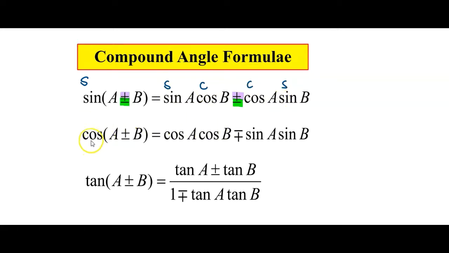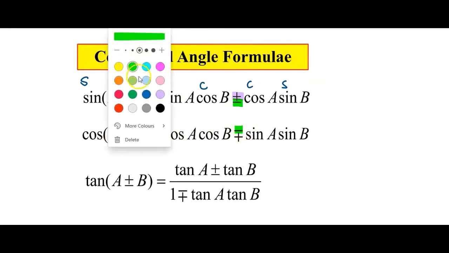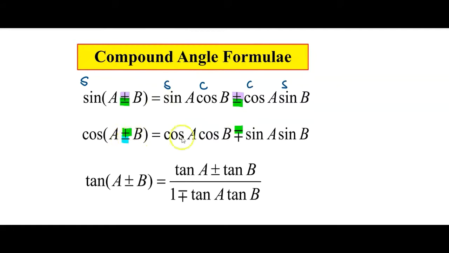If you have cos (A plus minus B), when you expand this compound angle, you will get cos A cos B minus plus sine A sine B, meaning that the sign is reversed now. If this is positive, when you expand it, you will get negative over here. And if this is negative, then when you expand it, you use the sign of positive here. So this one is C equals C, C, S, S.